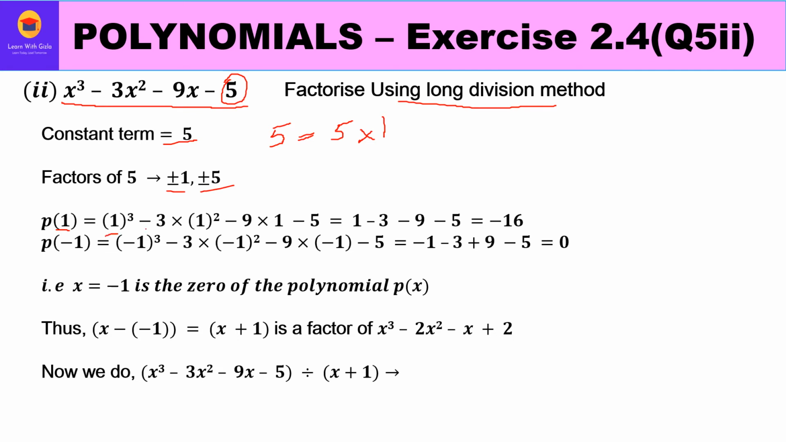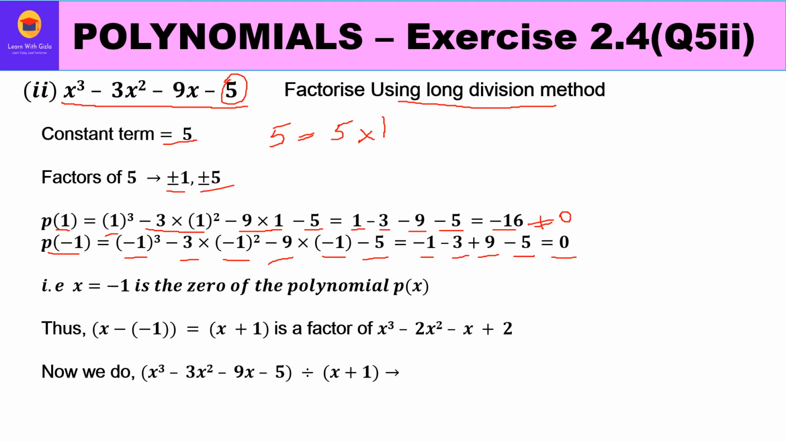So 1 cube minus 3 into 1 square minus 9 into 1 minus 5. 1 cube is 1, minus 3 into 1 is minus 3, minus 9 minus 5, which is equal to minus 16. Now it is not equal to 0. So now let us try with the next number, minus 1. So basically we are using the hit and trial method over here to find out which one is the 0 of the polynomial. So minus 1 cube minus 3 into minus 1 square minus 9 into minus 1 minus 5. Minus 1 cube is minus 1. Minus 3 into 1 is minus 3. Minus 9 into minus 1 is plus 9 because minus into minus is plus, and minus 5 as it is. Now when you solve it you will get 0.